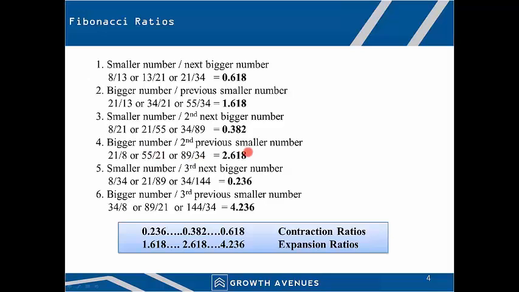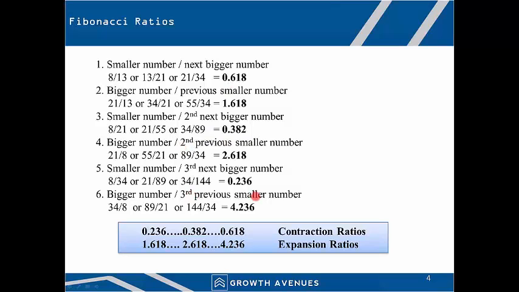And now for number 5 and number 6, we just do the same thing again, but we take the third next bigger or the third previous smaller. The same process we repeat. Next bigger, second next bigger, third next bigger. Previous smaller, second previous smaller, third previous smaller.